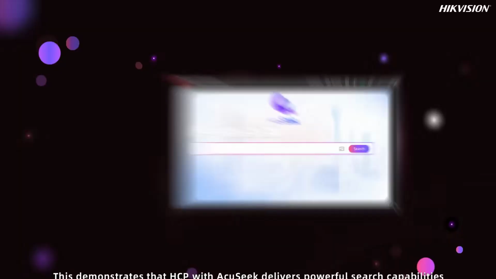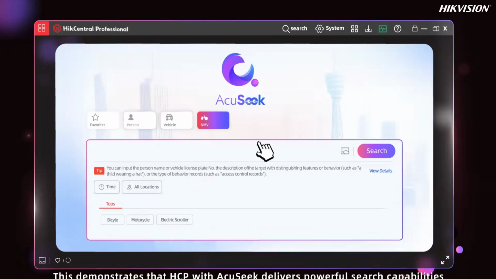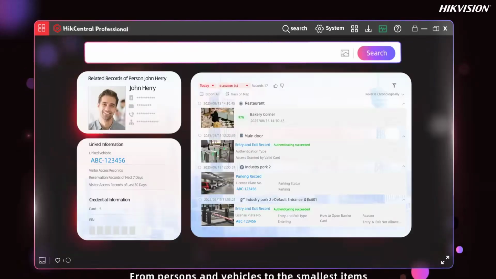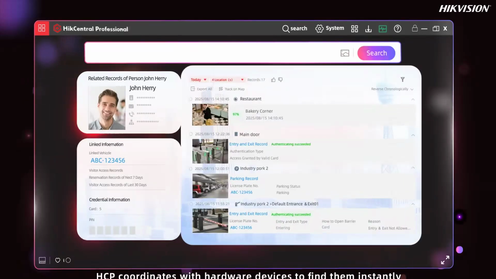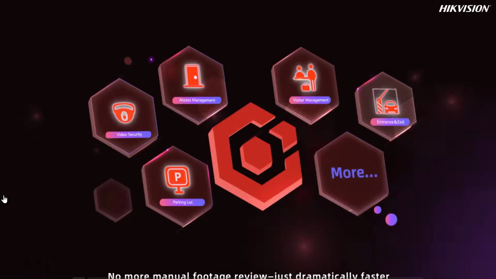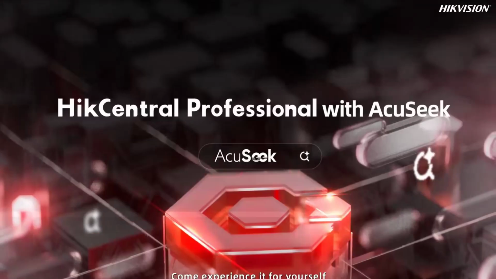This demonstrates that HCP with AccuSeek delivers powerful search capabilities. From persons and vehicles to the smallest items, HCP coordinates with hardware devices to find them instantly. No more manual footage review, just dramatically faster, smarter searches. Come experience it for yourself.